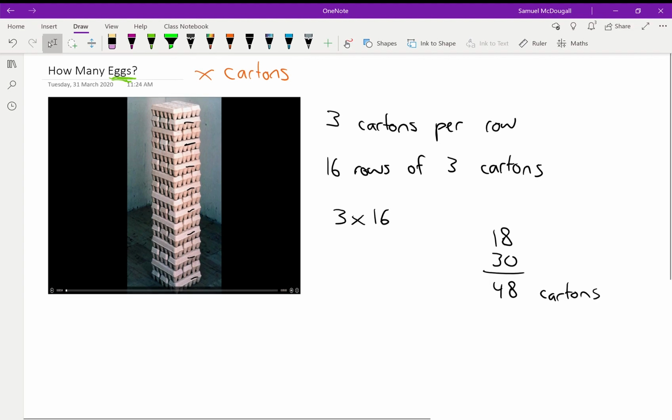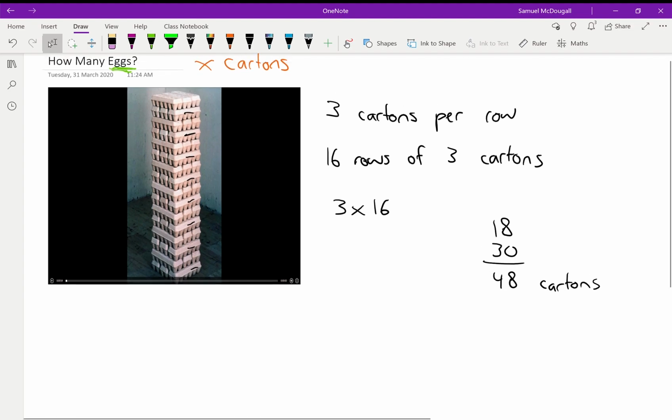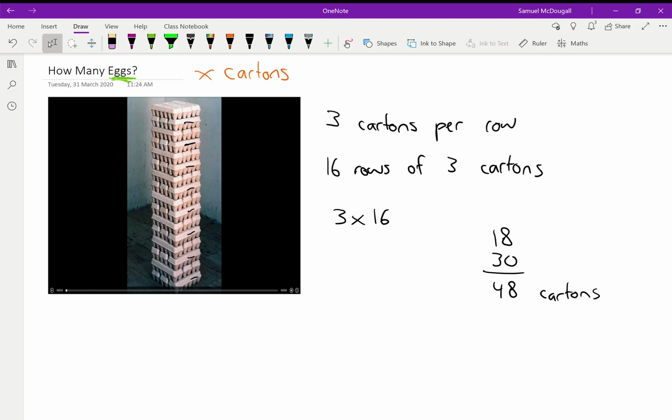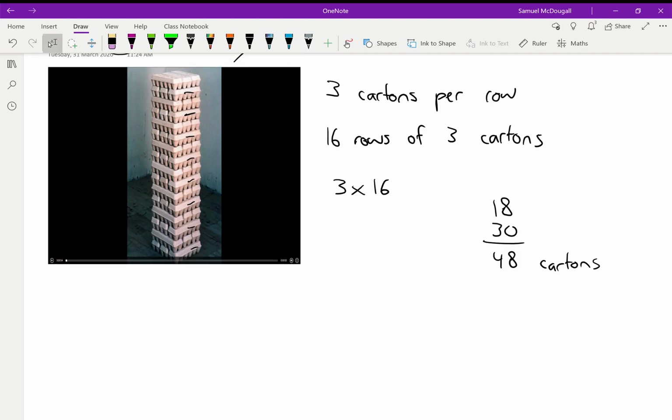And 48 was the answer that I got from a fair few students, because they didn't read the question properly. We're looking for eggs, not cartons, which means there's another step to follow. Now, how many eggs are in each carton? If I look at this carton in the very top corner closely, I'll notice that it is a width of 2 and a length of 1, 2, 3, 4, 5, 6. So in one carton there is 2 times 6, which equals 12 eggs.